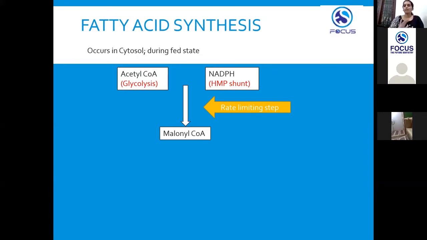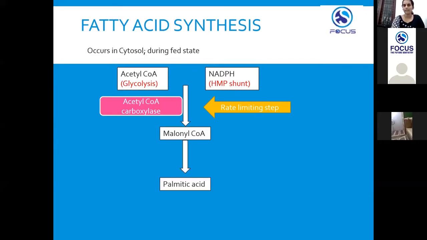So, acetyl-CoA from glycolysis along with NADPH from the HMP shunt come together and get converted into malonyl-CoA by the synthetic enzyme, acetyl-CoA carboxylase. That is the rate limiting step, and acetyl-CoA carboxylase is the rate limiting enzyme, because it is adding a carbon dioxide group. This is the first step in fatty acid synthesis.